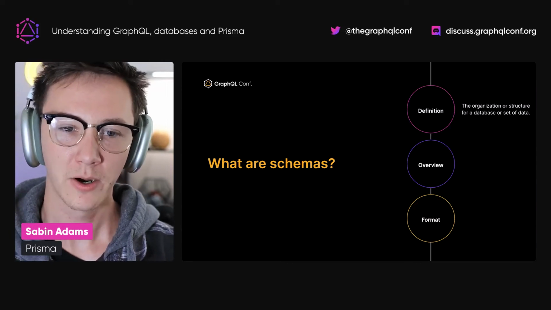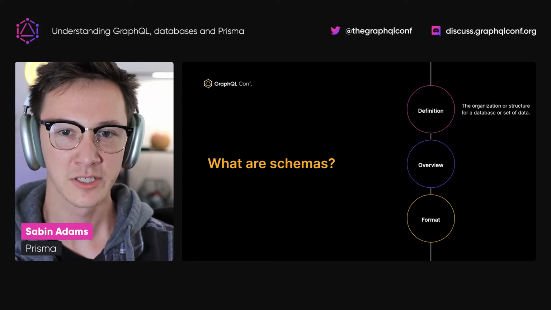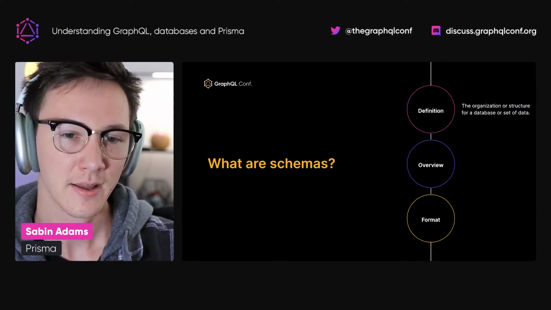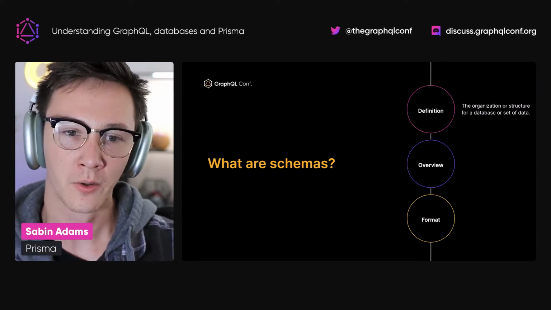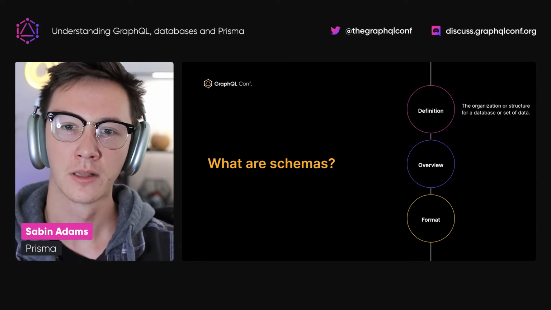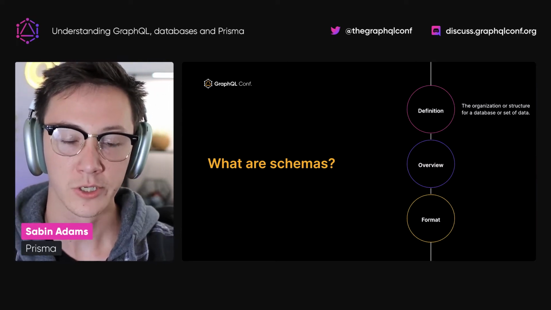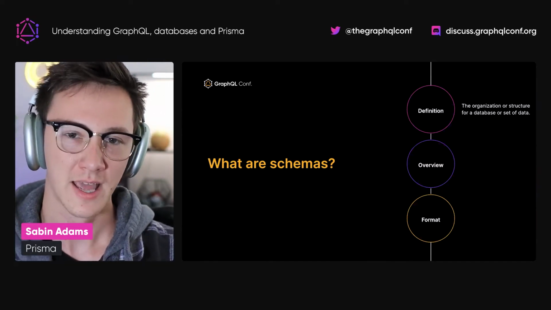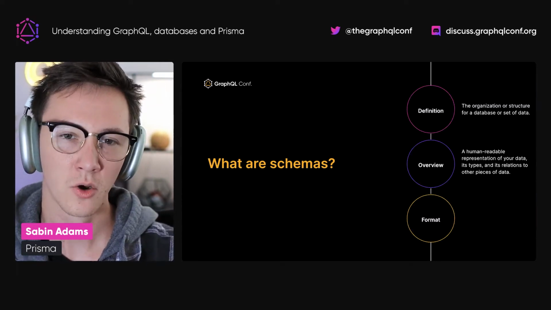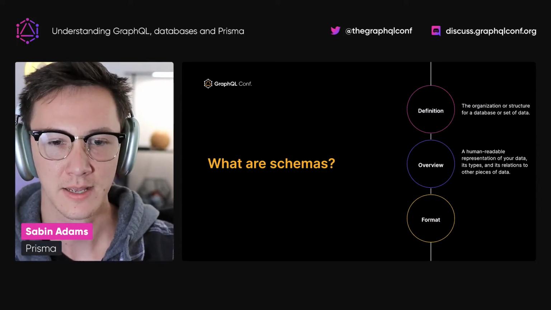And I'm going to paraphrase a definition here. The definition of a schema is basically just an organization or a structure for a database or a set of data. And this is in a written format somewhere in a file or something similar to that, where you're just defining a set of data. You're letting the reader of this schema know what data is there, what data is available, which structure it follows, and the different types and relations within that data set. So the result of this is a human readable representation of your data, its types, and the relations.